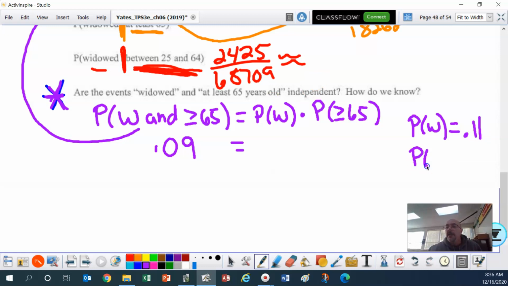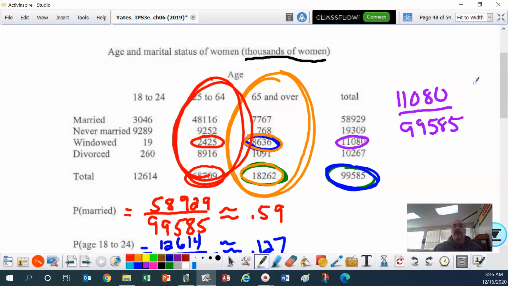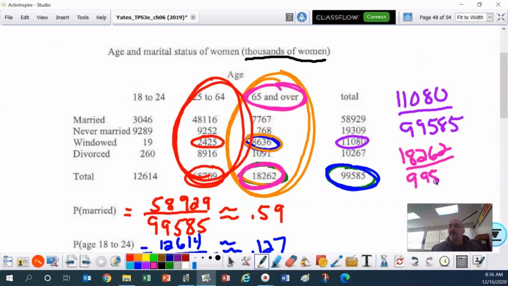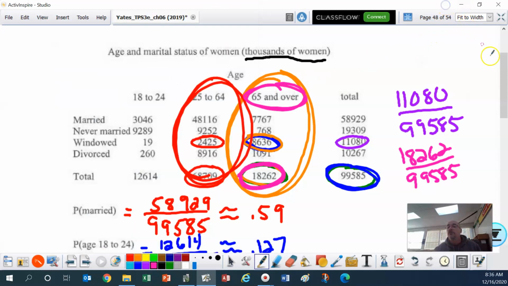The probability of being at least 65 years old. Okay, the probability of being at least 65, let's switch to pink here, is going to be 18262 divided by 99585. So let's figure out that decimal. 18262 divided by 99585. We're going to round that to 0.02.